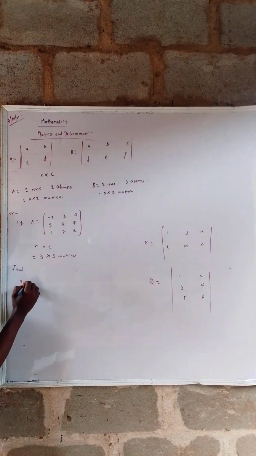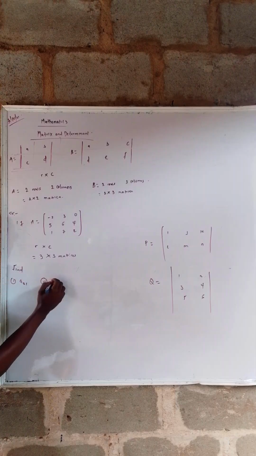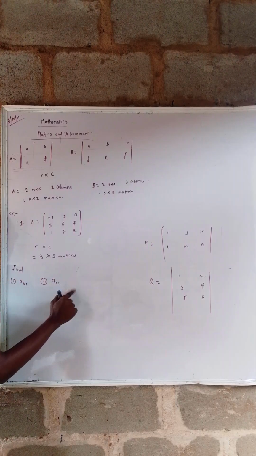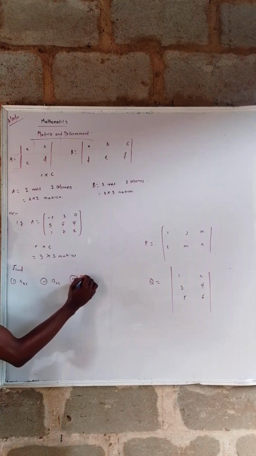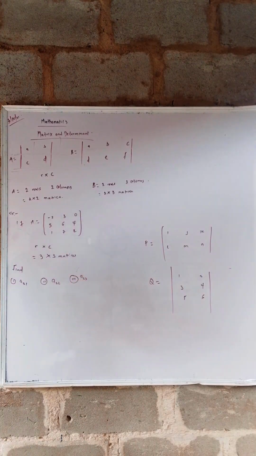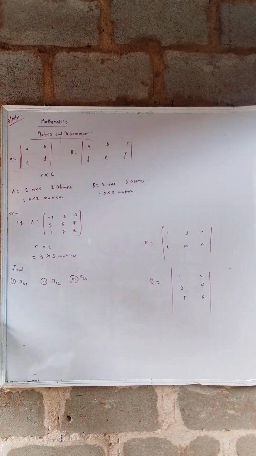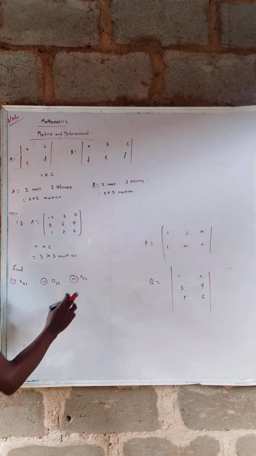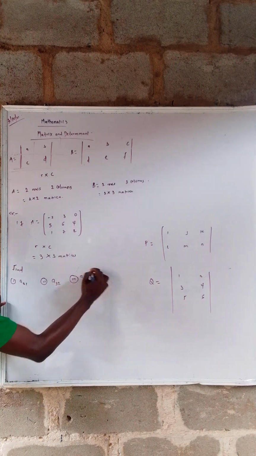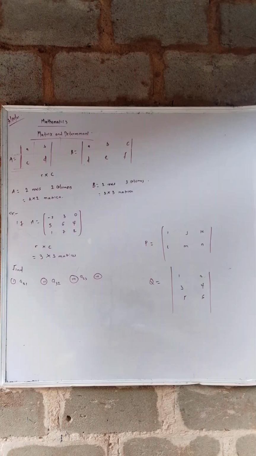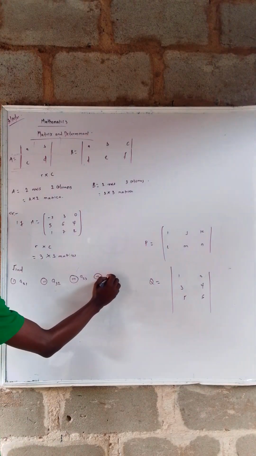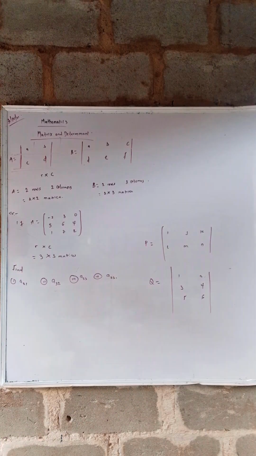A21. That's the first one. Then A22, A23. Sorry. A21, then A32. The third one we have there is A23. And the question here, what is A33? Now, how do you know this type of matrix?